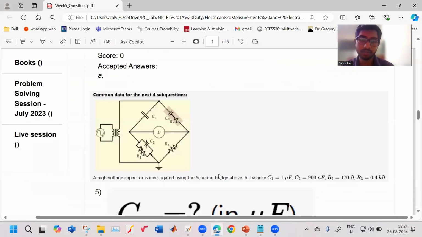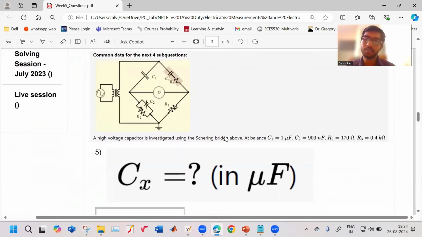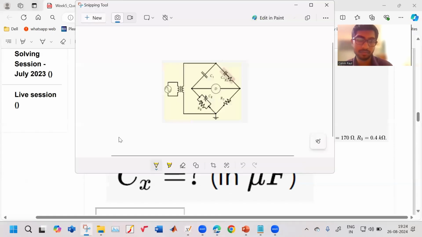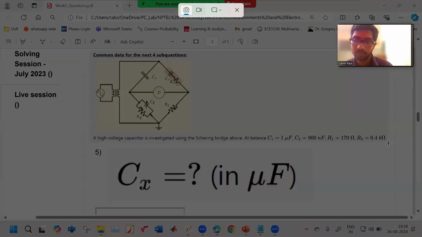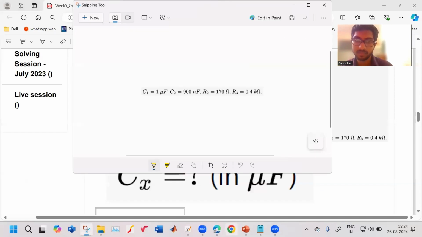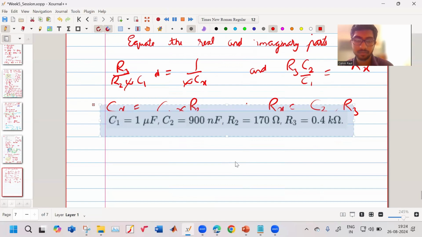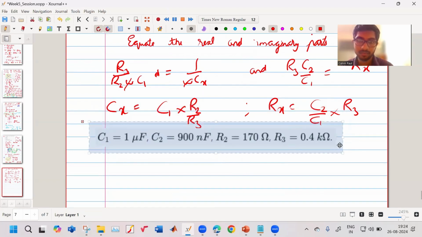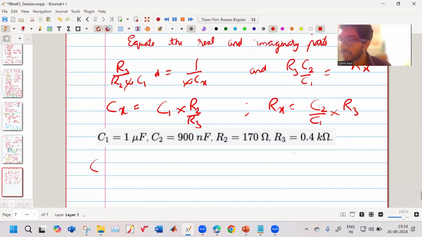So now go to the question. They told C1 is 1 microfarad, C2 is 900 nanofarad. So we'll write down these values. So what will be Cx? Can you calculate and tell me? Even Rx.